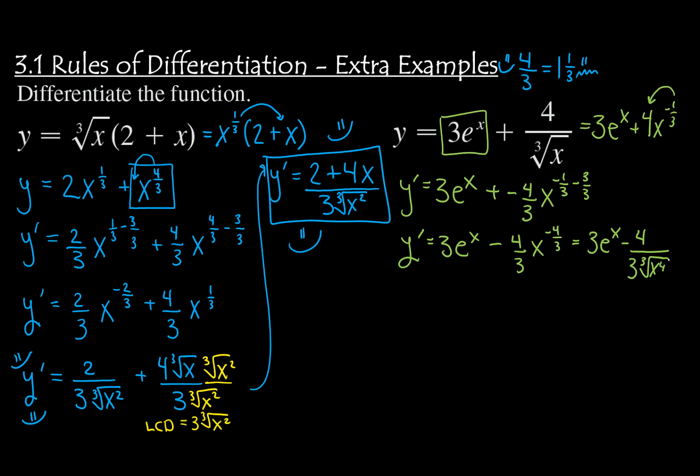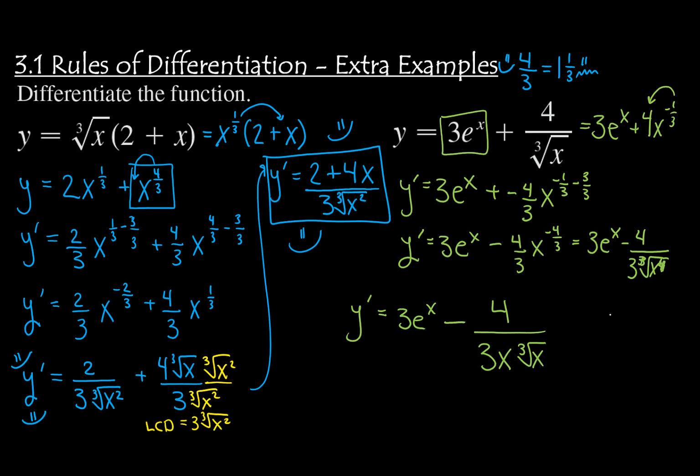Now I would have you leave it like that, but notice something. Do you see how the power inside the cube root is bigger than the index of the cube root? In other words, what we've got there is a 4 inside a cube root, and that's a big no-no. So what I'm going to do is space it out. If I take the cube root of x to the 4, that's going to be an x that gets to come out and an x that's left behind.